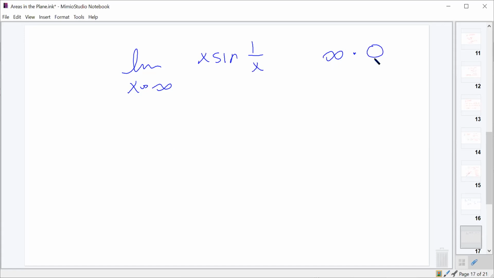And infinity times 0 is a little bit of an issue, because infinity times anything is supposed to be infinity, but 0 times anything is supposed to be 0. So we've got this issue here, right, between infinity times 0.